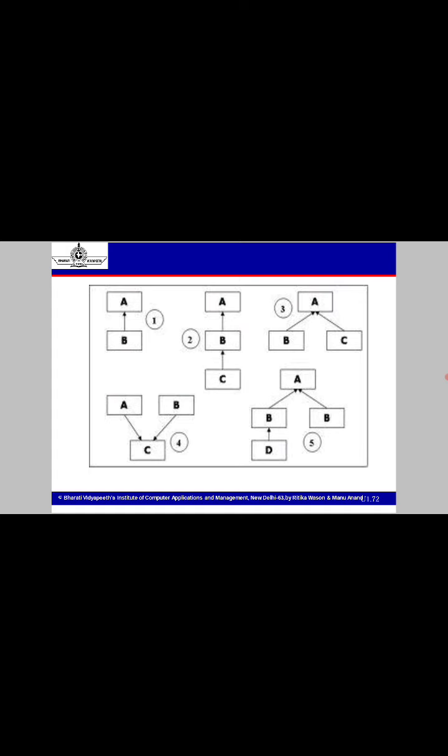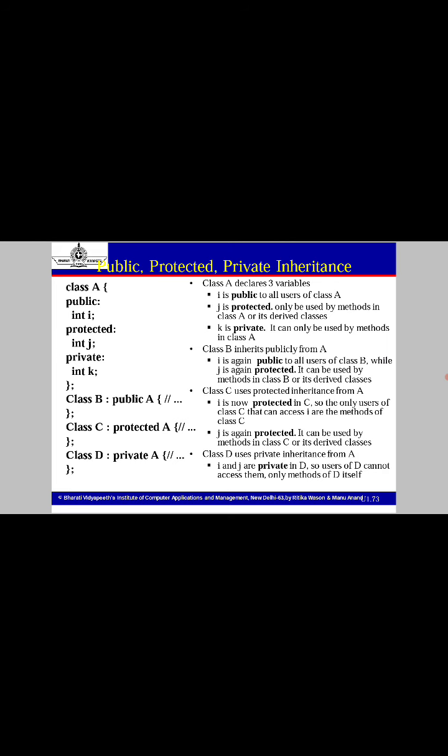There are multiple different types of inheritances. The first one is single inheritance, then multiple inheritance, and multi-level inheritance, like that. Then public, protected, and private inheritance. So what are the three types of data access methods? Data access methods are public, private, and protected.